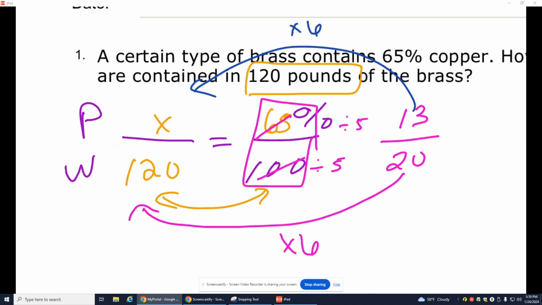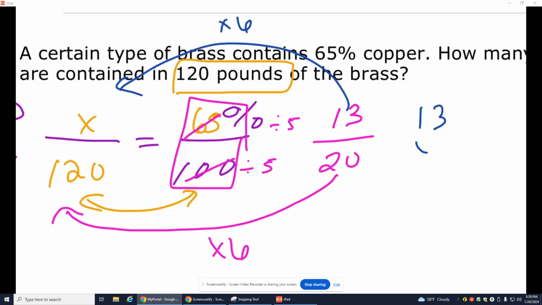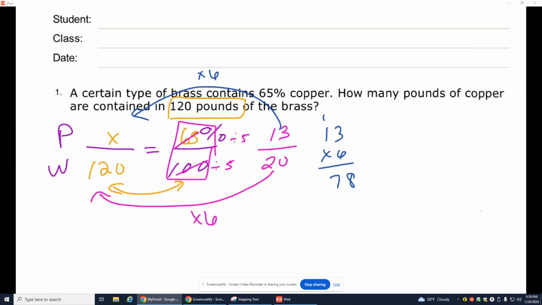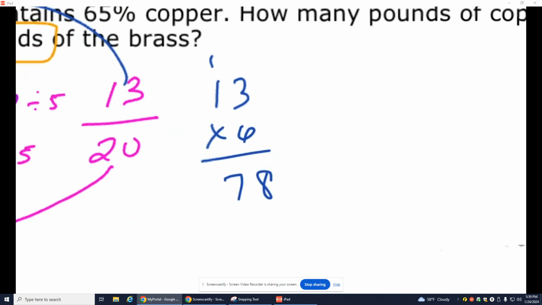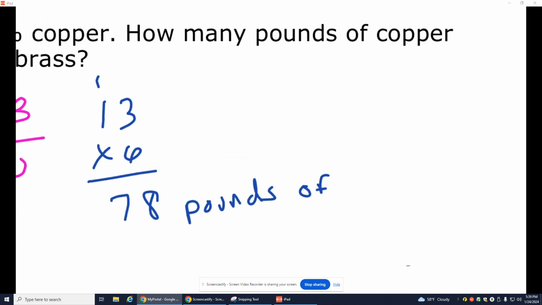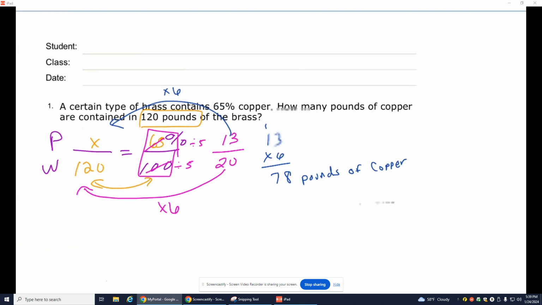So doing 13 times 6, 6 times 3 is 18, and that gives 78. So my answer would be 78 pounds of copper. So there we go. Again, we set up the proportion, and then sometimes we might simplify, sometimes we might not, and we just find that relationship.